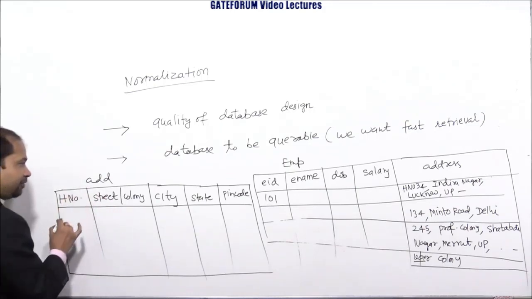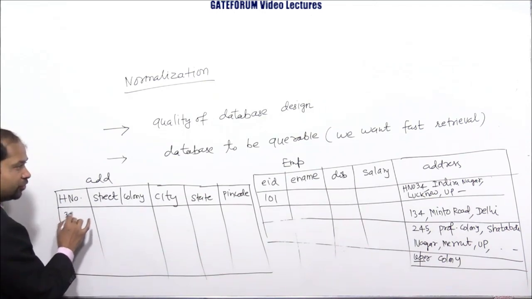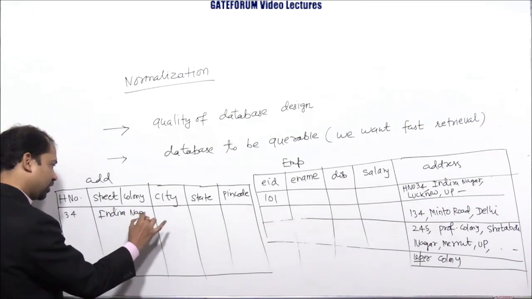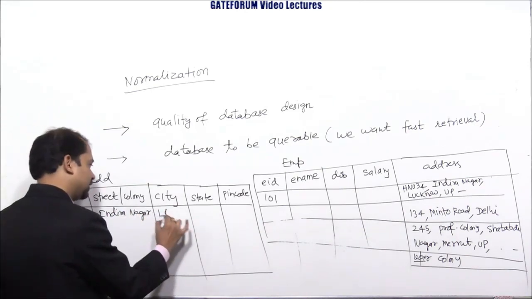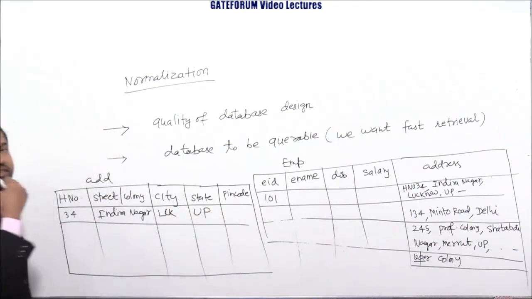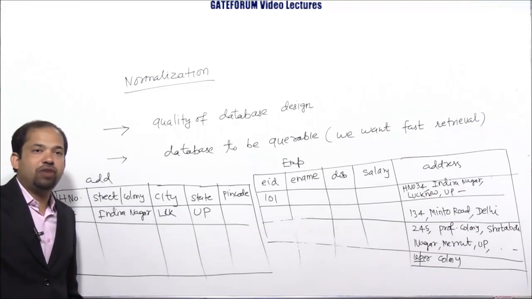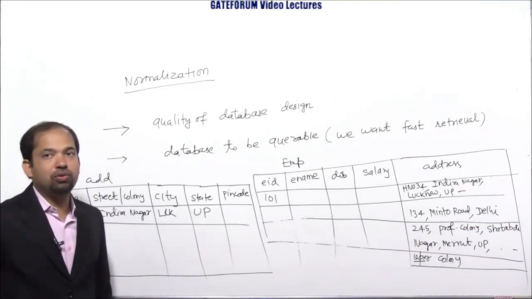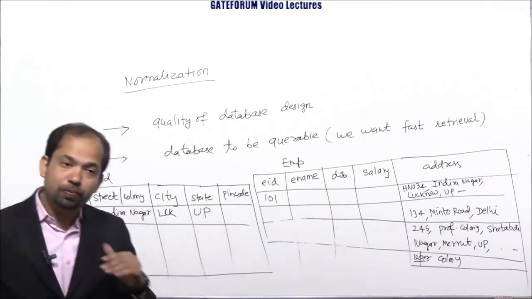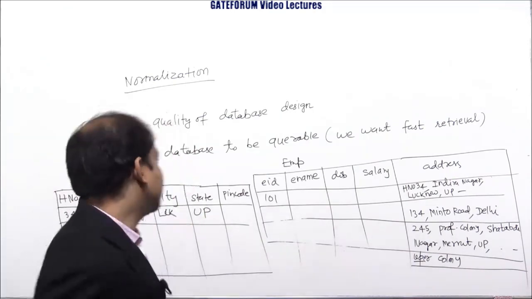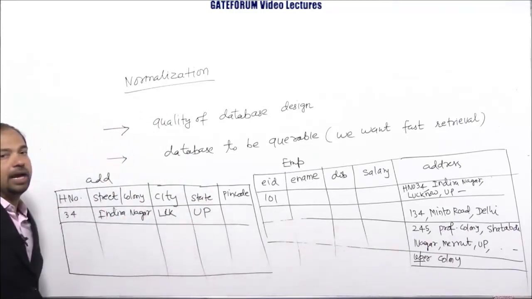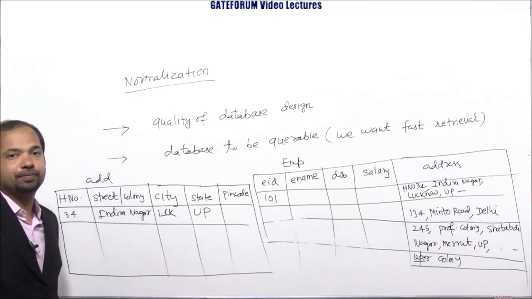So instead of that, what will happen? House number 34, Indira Nagar, this is one value. City is Lucknow, state UP, and some pin code, like this. Now this database is highly queryable. If we have to find the employees who are from UP state, we write state equal to UP. And if we have to find Lucknow in UP, we say city equal to Lucknow and state equal to UP. So now this database is queryable to the maximum extent, right?